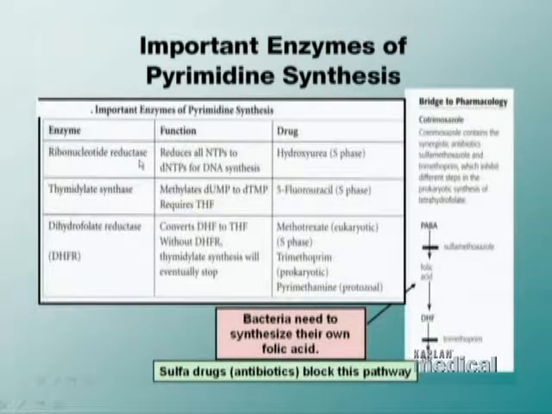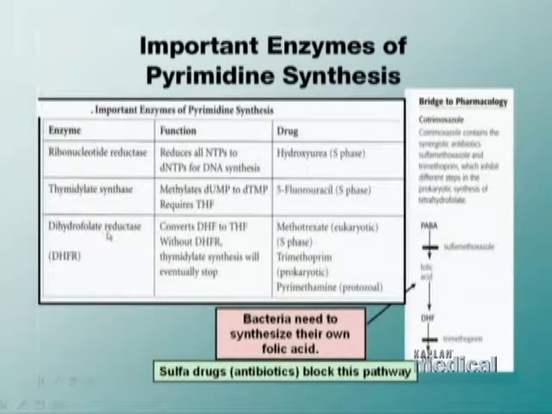So ribonucleotide reductase, its job is to take all NTPs, nucleotide triphosphates, and reduce them to deoxynucleotide triphosphates. This is necessary for making DNA. What's it blocked by? Hydroxyurea. Thymidylate synthase is an important enzyme. It's what methylates dUMP, converts it to dTMP, and it requires tetrahydrofolate. Okay, important to remember that this requires tetrahydrofolate. This is going to be blocked by 5-fluorouracil.